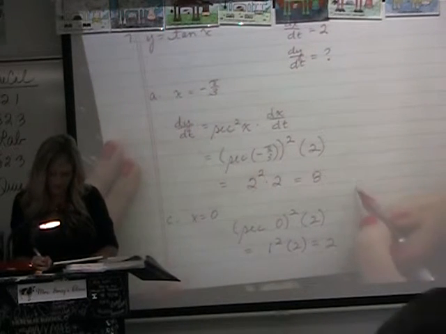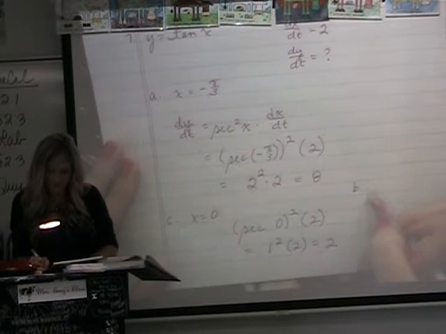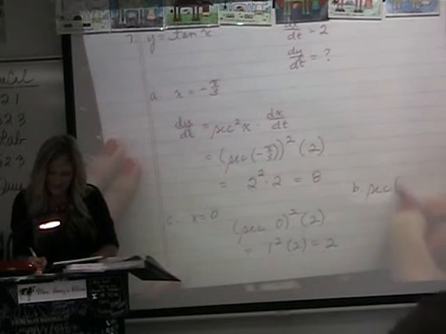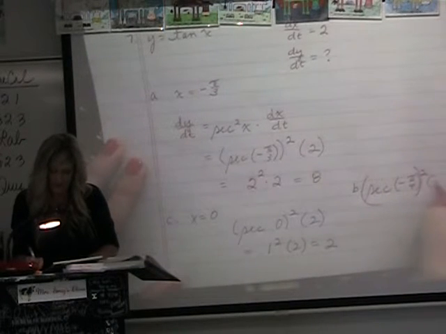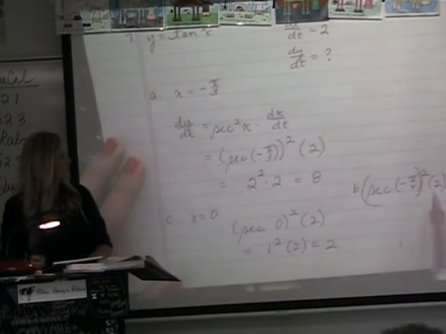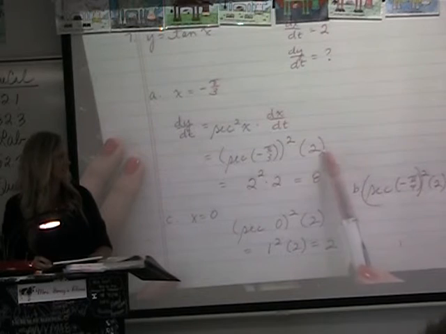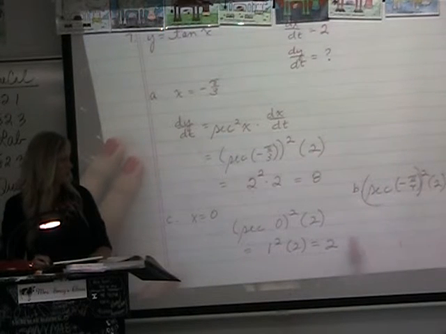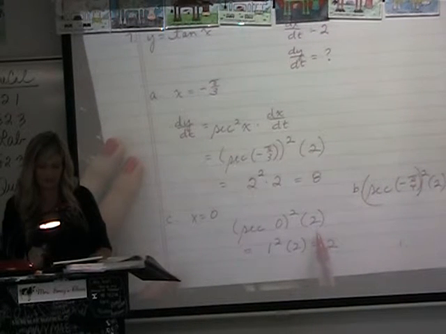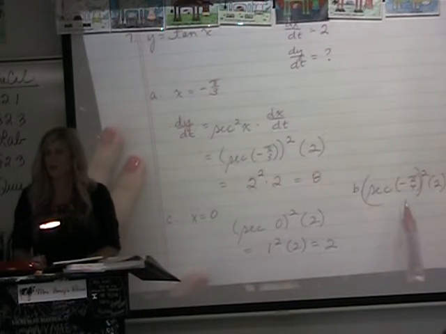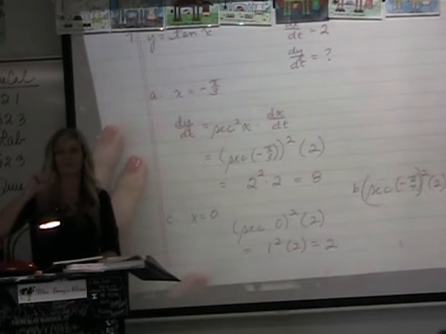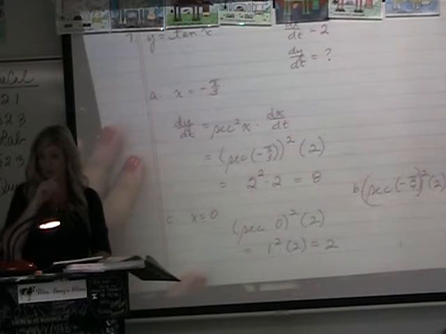So for part B, we would do secant of negative pi over 4 quantity squared times 2. Notice in the directions it says that dx by dt is 2, so I've used 2 for all 3 parts on number 7. Then secant of negative pi over 4, remember again, negative angles are measured in the clockwise direction.